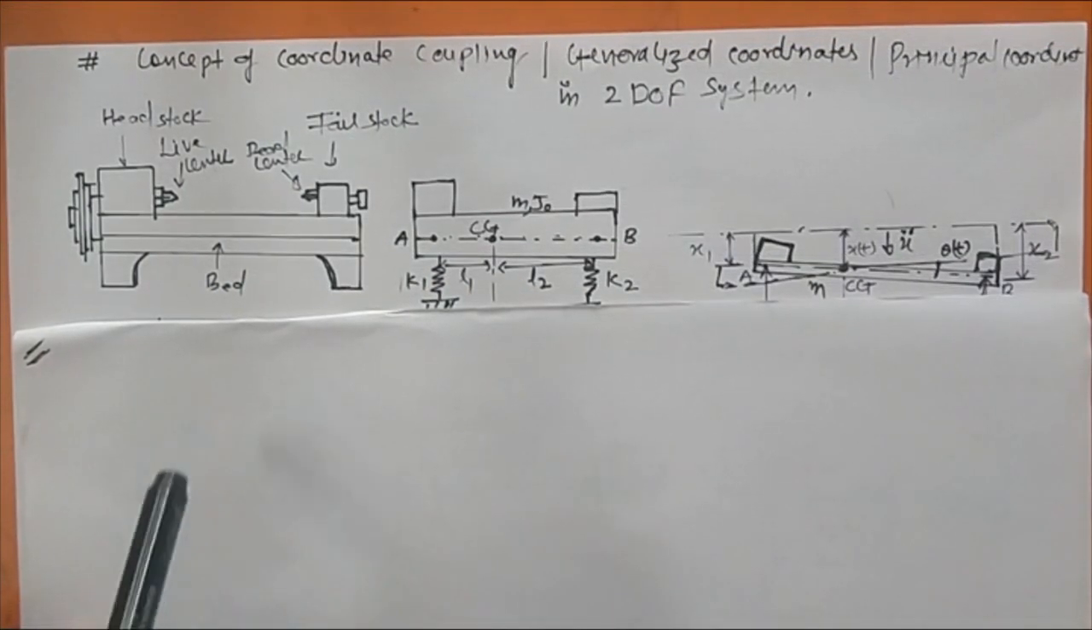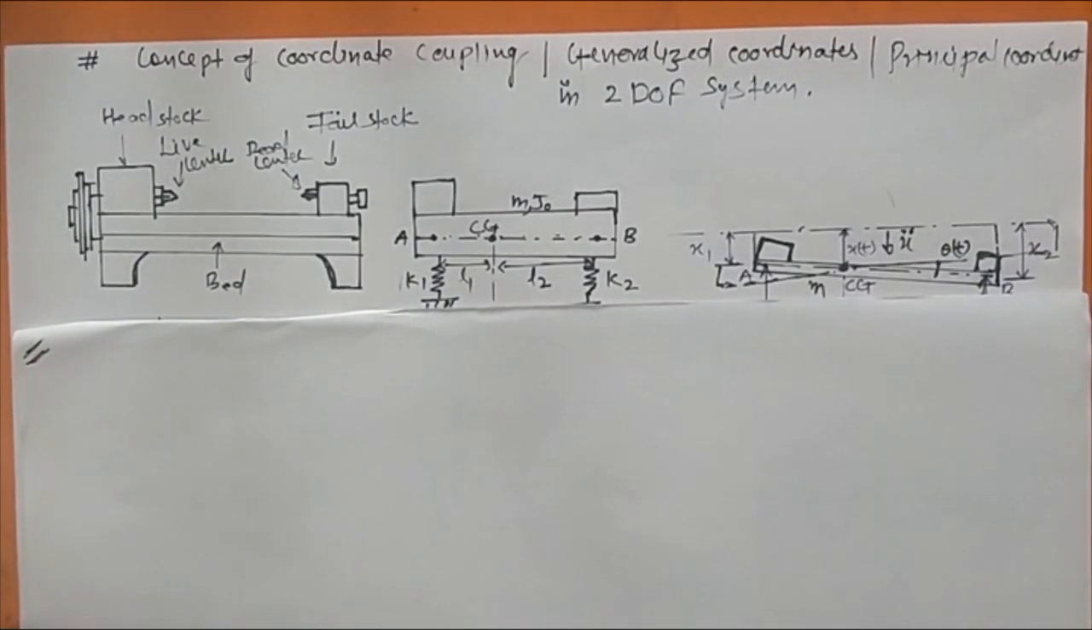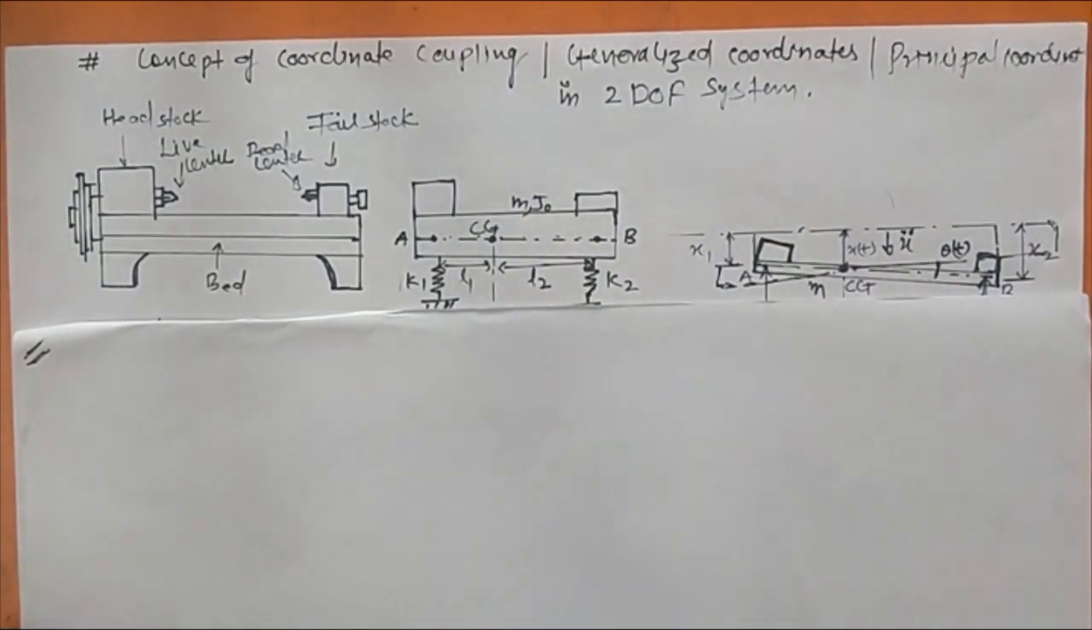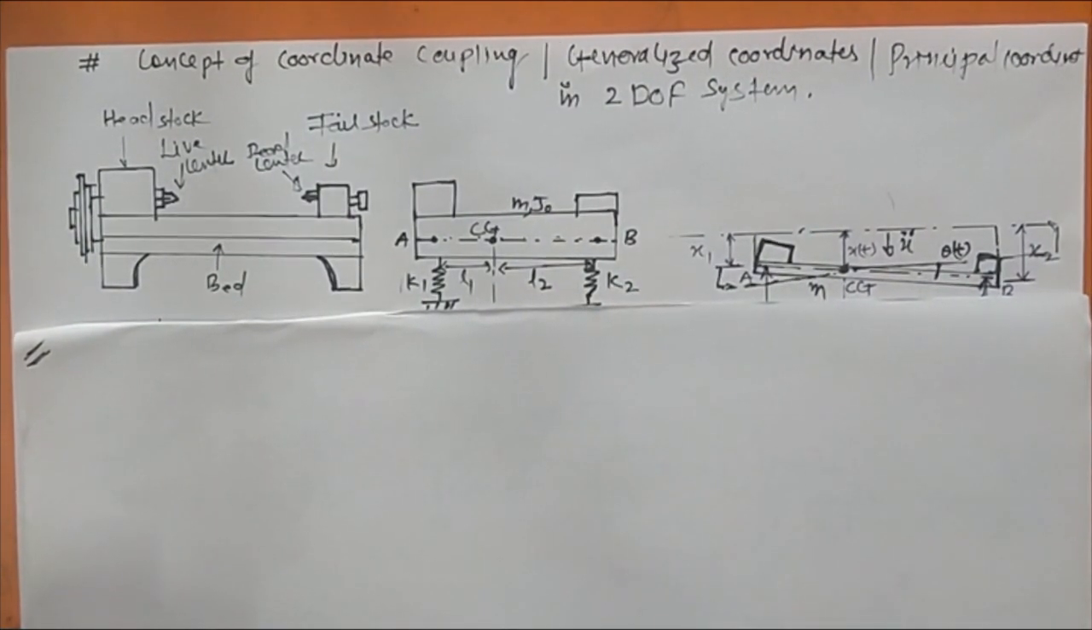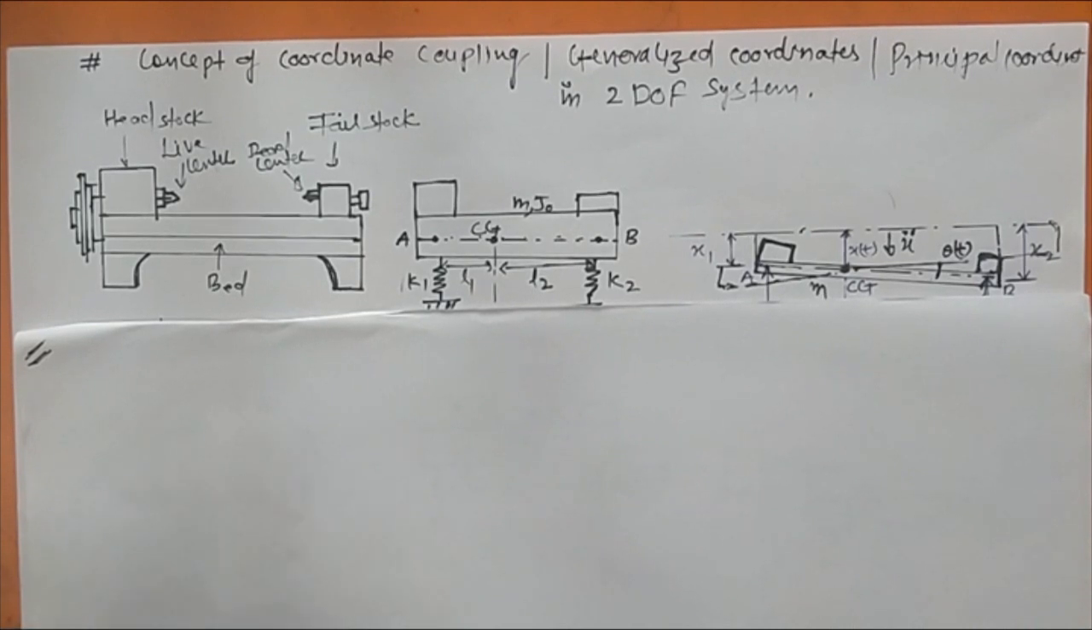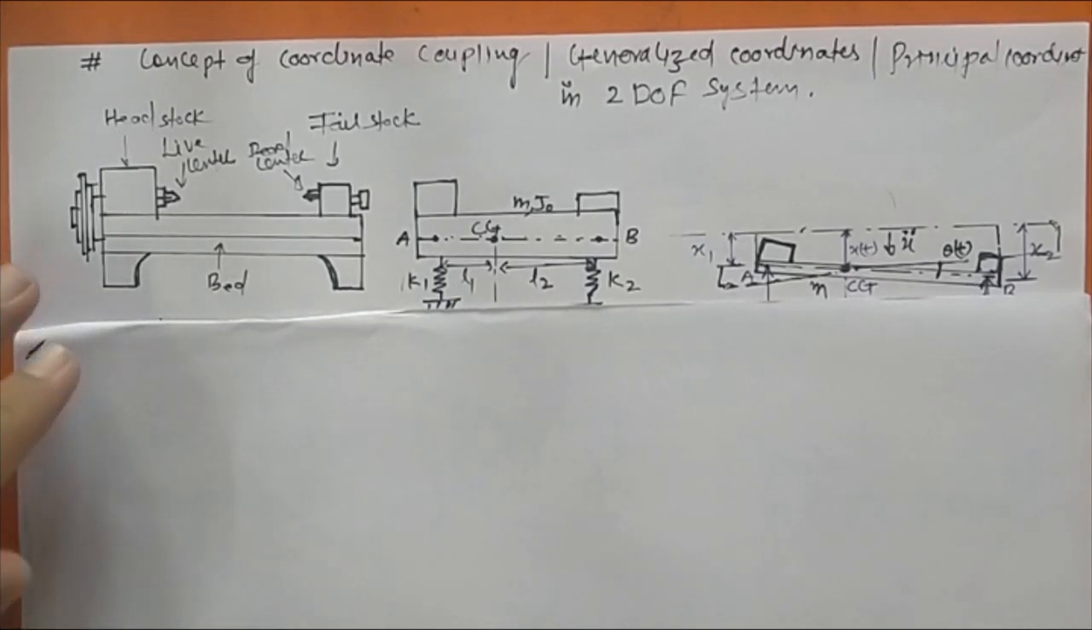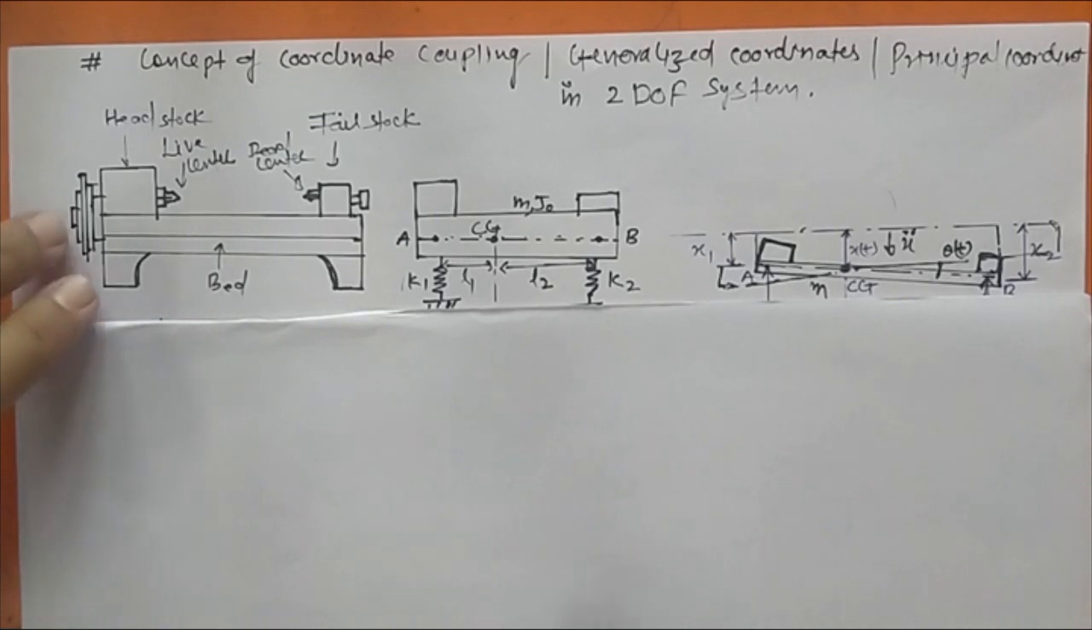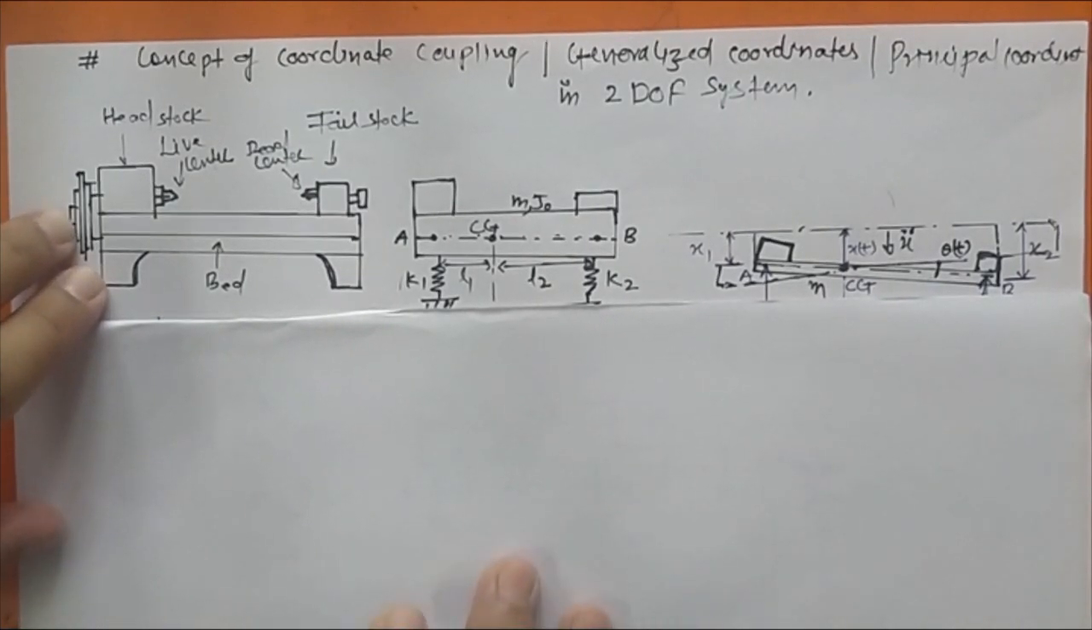In this lecture, we are going to discuss the concept of coordinate coupling, generalized coordinates and principal coordinates in 2 degrees of freedom system. So first of all, we'll define the degrees of freedom. Degrees of freedom is defined as independent coordinates required to define configuration of system at any point of time. So the word independent is important.